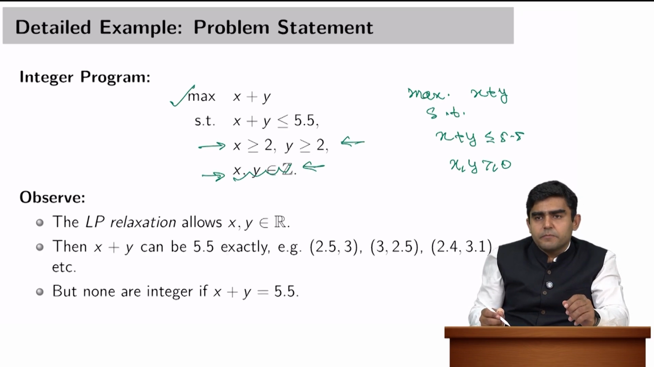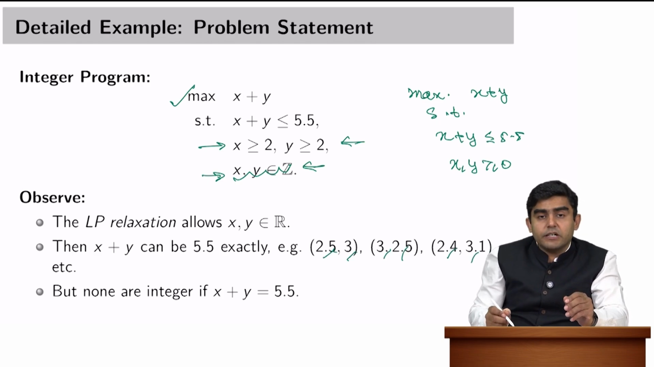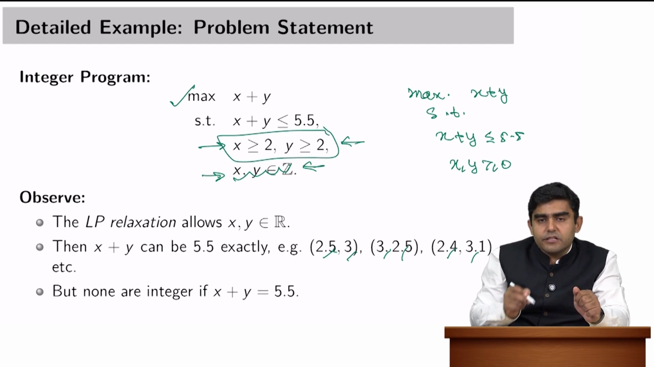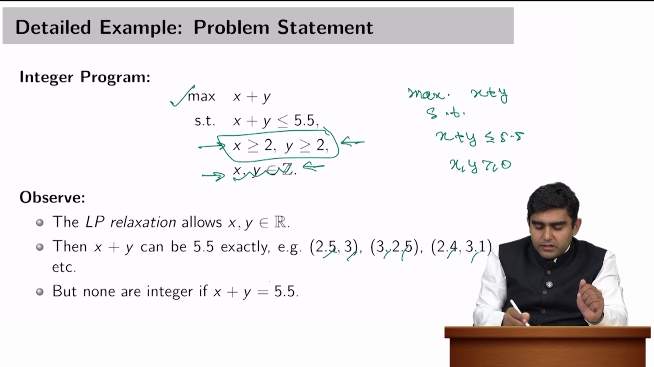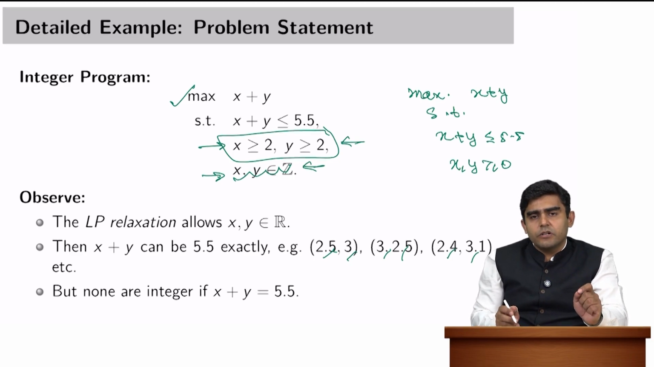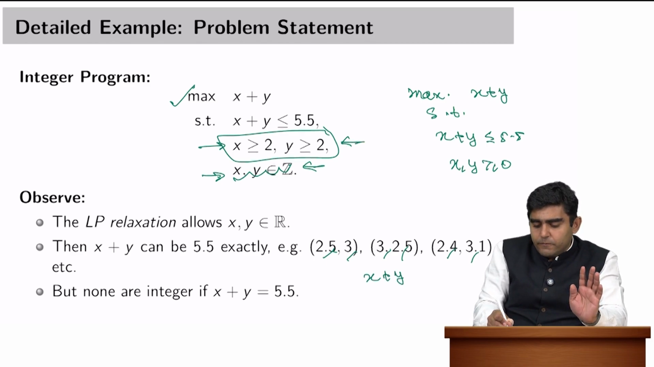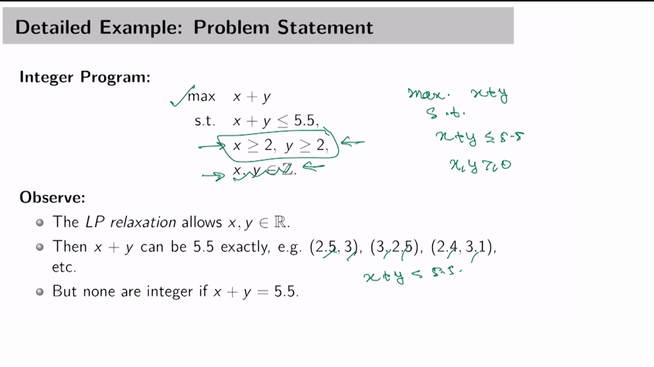We can solve it using the simplex tableau, and as we discussed, we may get answers such as 2.5 and 3, 2.5 and 2.4, 3.1. You see that all the values less than 2 do not exist anymore because there is a bound of x being greater than or equal to 2 and y being greater than or equal to 2. But you can see none of them are integers if x plus y is equal to 5.5. So one thing is clear, that we will settle for some value of x plus y less than 5.5. Another thing that is clear in this toy example is that we will most probably settle for the solution which is x plus y equal to 5.